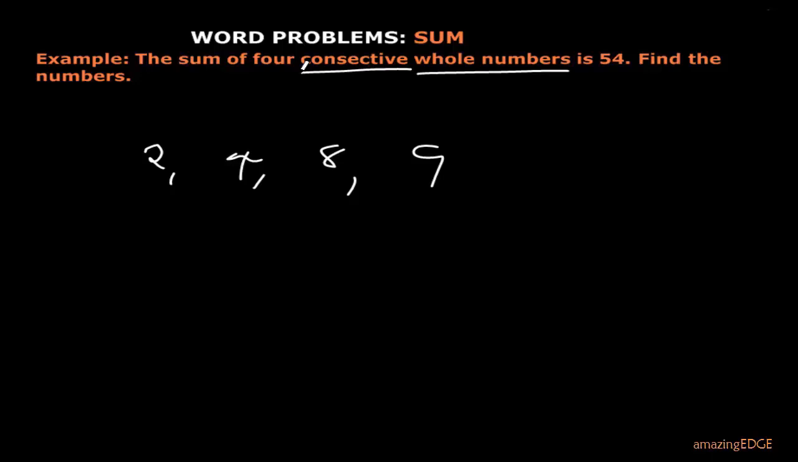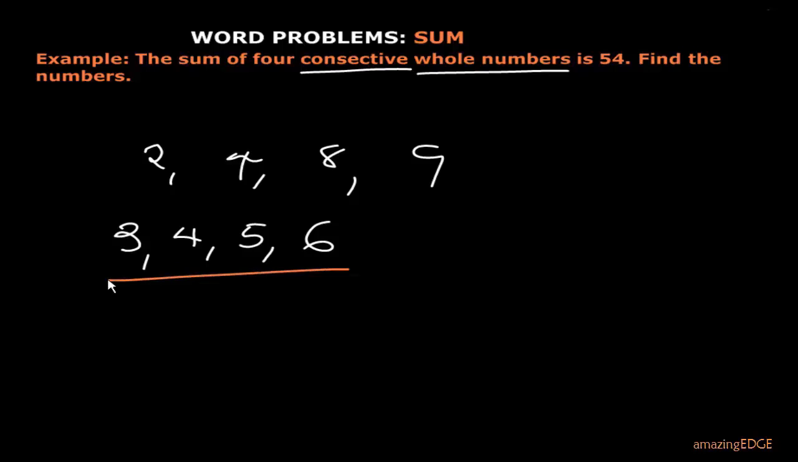For instance, suppose I want to start from 3, and you want to look at 4 consecutive whole numbers starting from 3. You are looking at the whole numbers that follow 3. So after 3 you have 4, then 5, and you have 6. These are 4 consecutive whole numbers starting from 3. So this is a particular case.